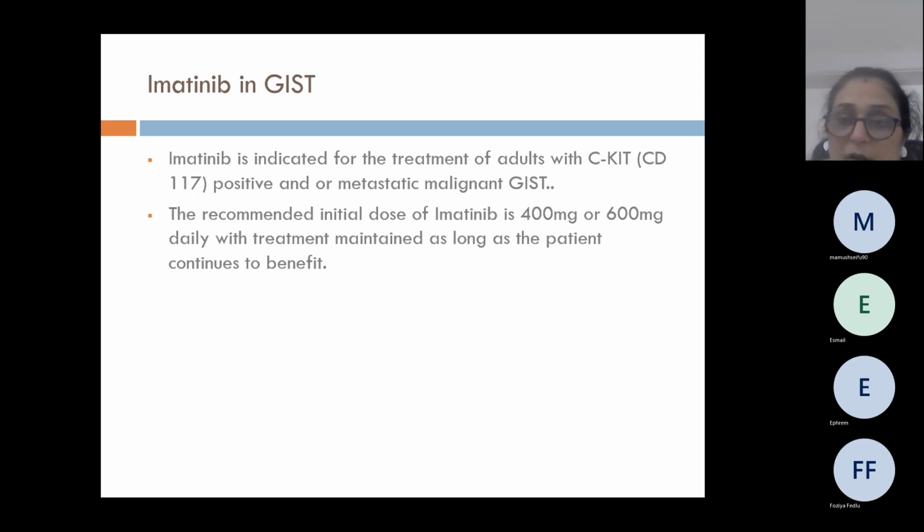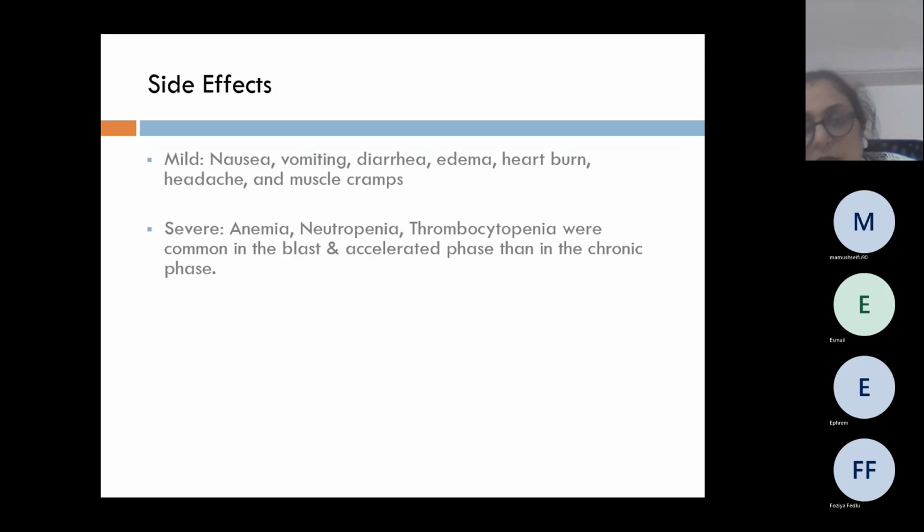So if the dose is 400 mg, then a flat 400 mg capsule can be given. But if the recommended dose is 600, then 400 plus 200 mg capsules are given for GIST. The recommended initial dose could be 400 or 600 mg daily, with treatment maintained as long as the patient continues to get the benefit. Till the time the patient is getting the benefit, imatinib is continued. It can be given beyond 2 years also in GIST.